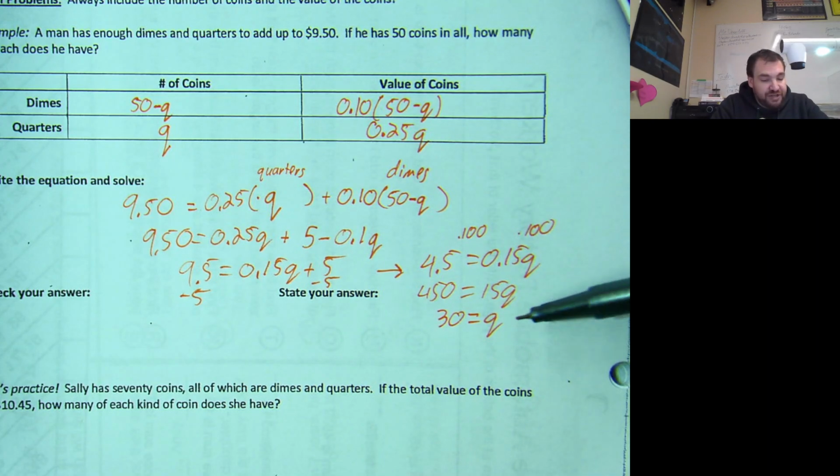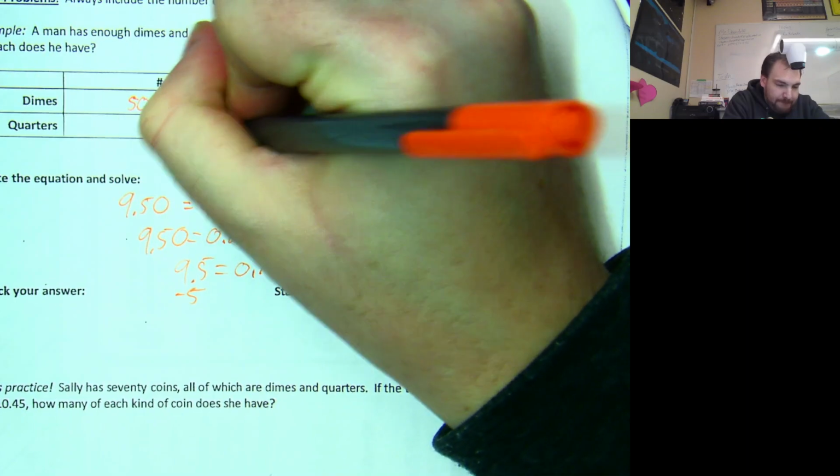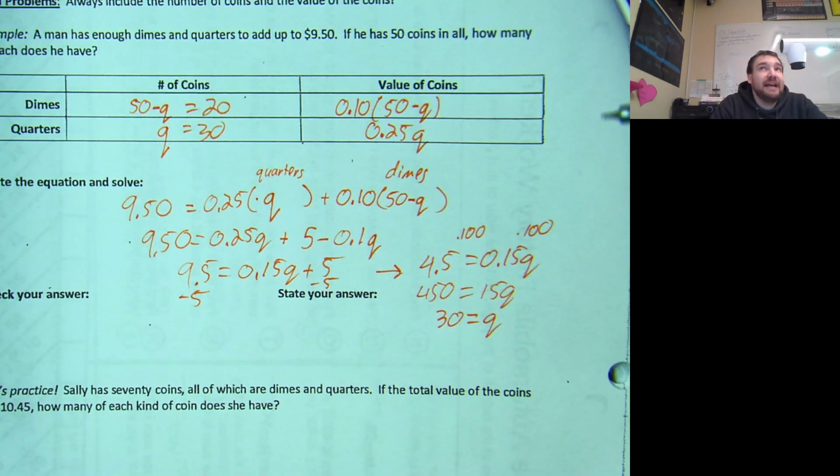So I've got 30 quarters. How many dimes do I have? 20. So that's the technique with one variable.